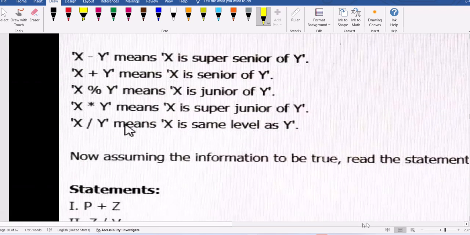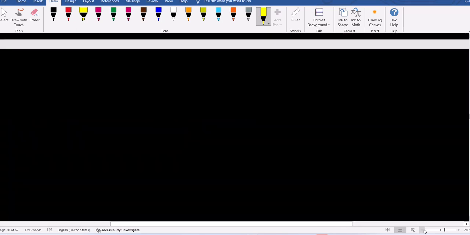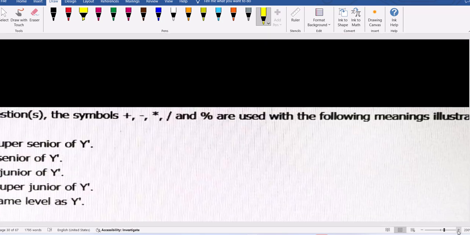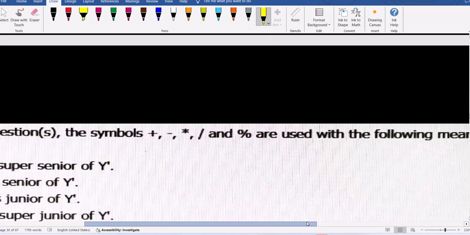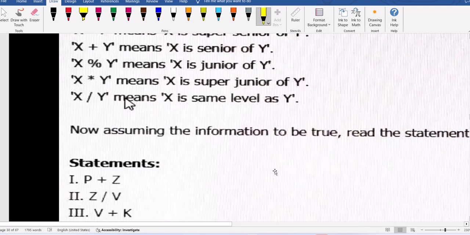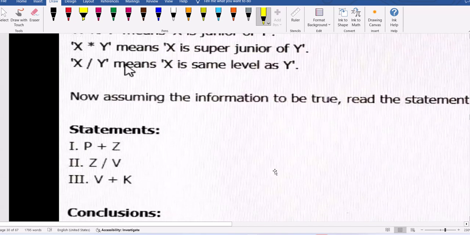Now, this type of question was given long back, not now. They're not asking this model nowadays. But still, to be on the safe side, I'm just giving you the idea. The symbols' meanings are given. Okay, directly attack the question.